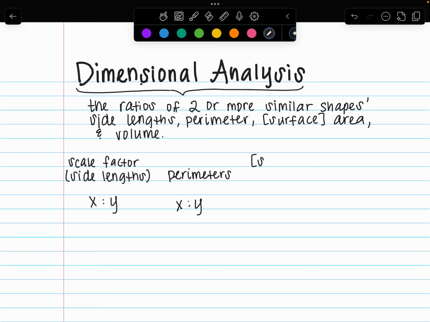If we're going to talk about the surface areas, and again, this would apply to two-dimensional shapes as well, so I'll put surface in square brackets because it could just be area. That would be x squared to y squared. So whatever the scale factor is, you would just square both numbers, and that would give you the ratio of the areas. And for volume, just take the scale factor and cube the x and the y, or cube the first and the second number in the ratio. Okay.